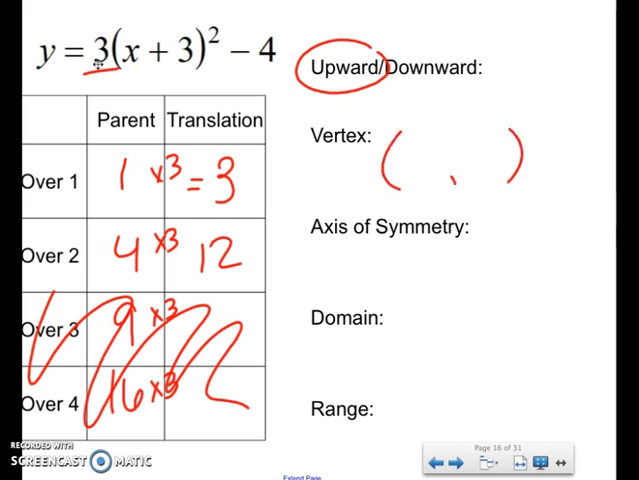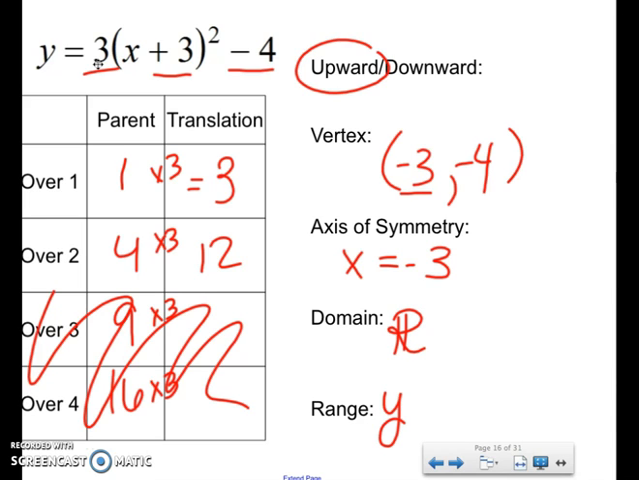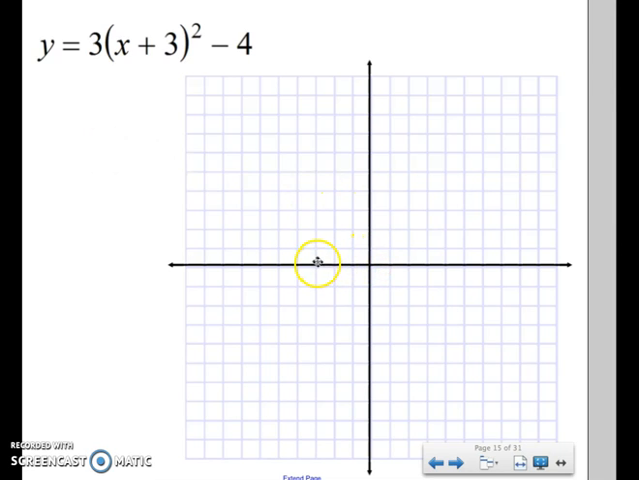Now to find your vertex, again, you're going to change this sign, so negative 3, and you're going to keep this one, so negative 4. Your axis of symmetry is always x equals the x value. Domain is always all real numbers. And then the range, since it's opening up, is going to be greater than or equal to your y value. Okay. So the first thing, again, when you're graphing is to graph your vertex. So I'm going to graph negative 3, negative 4. So negative 1, 2, 3, negative 1, 2, 3, 4. Okay, so this graph is going to open up.